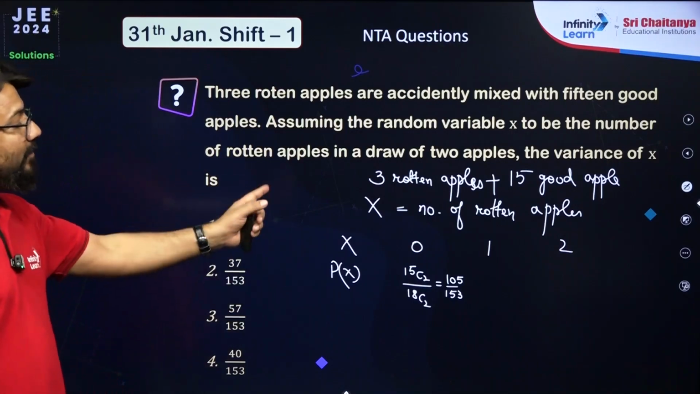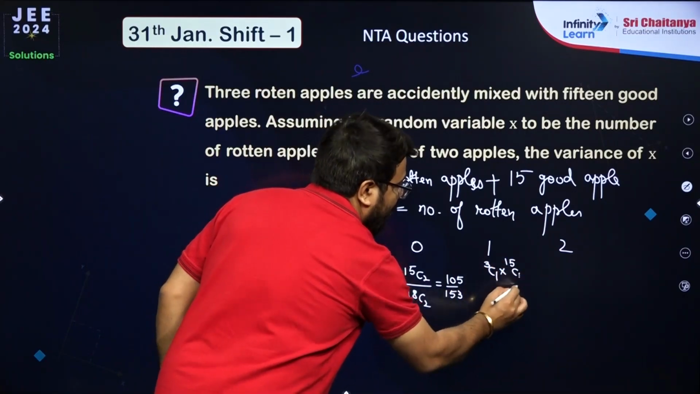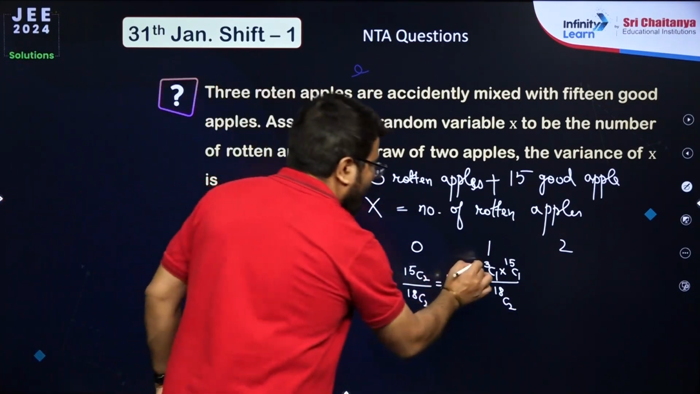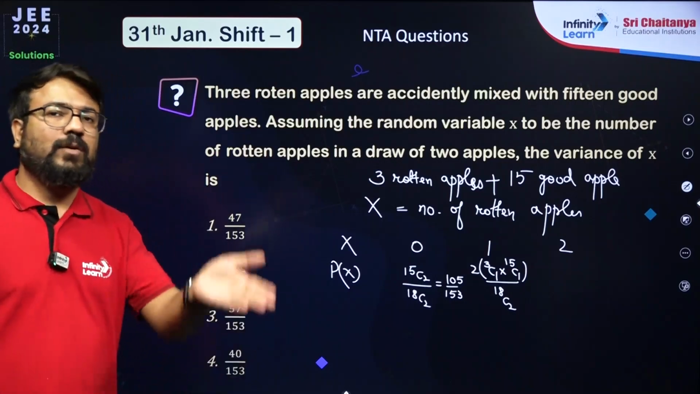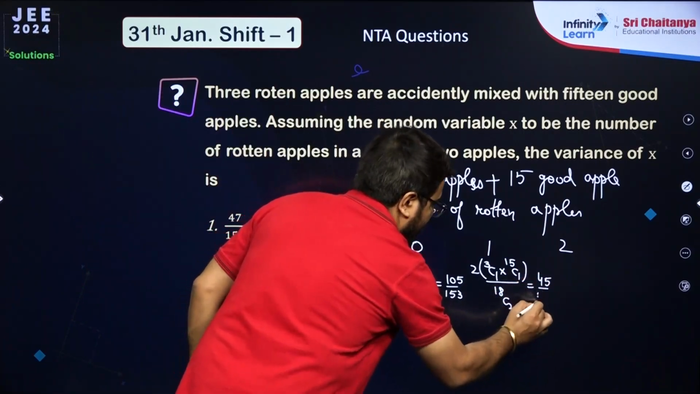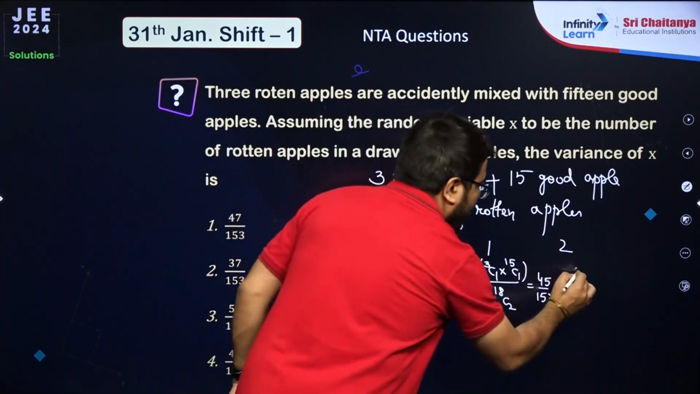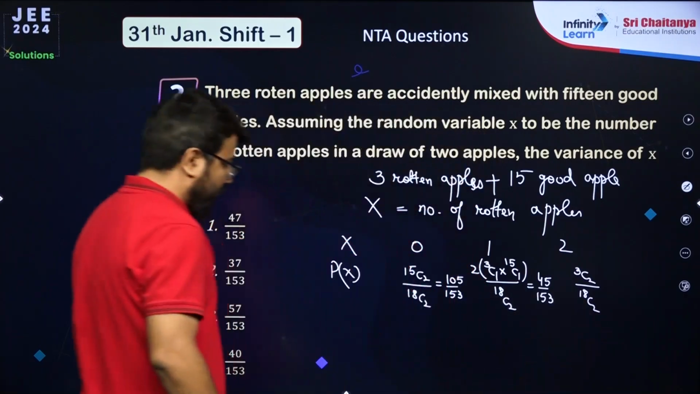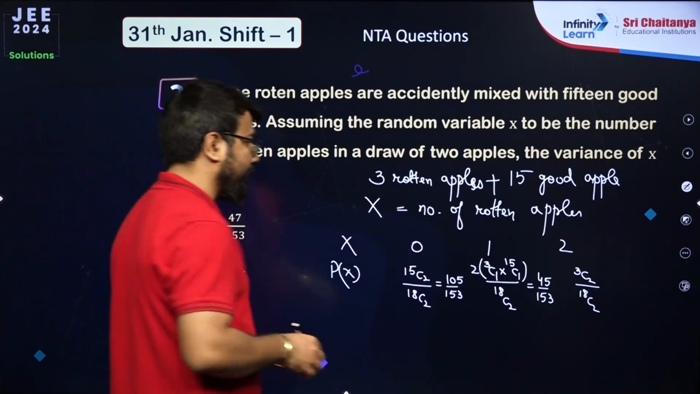Here in the second case, number of rotten apples will be 1. From the group of rotten apples, it will be 1, 15C1 whole divided by 18C2, because the maximum 2 apples are drawn. And this will be multiplied by 2. Why? Because there are 2 cases: either we got the rotten apple at the first position or we got the rotten apple at the second position. So this gets simplified to 45 over 153. And number of rotten apples are 2. That means from the group of rotten apples, we are taking 2 and total is 18C2. So this gets simplified to, I think, 3 over 153.